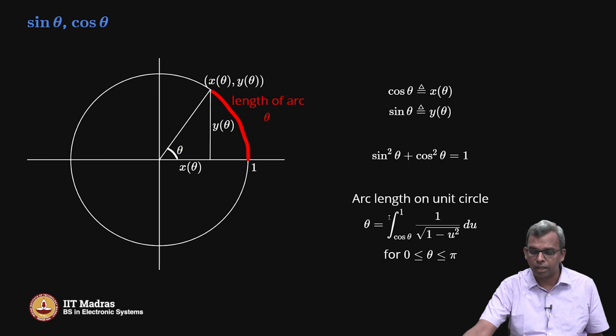That definition is okay here. Integral from cos theta to 1 of 1 by root of 1 minus u square du. So these two formulae are important. Sin square theta plus cos square theta equals 1. Many people know this, it is reinforced from school a lot.